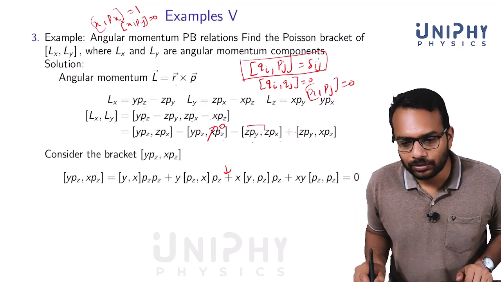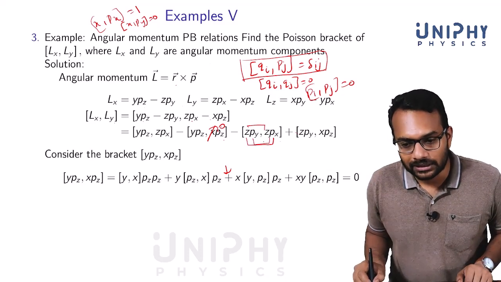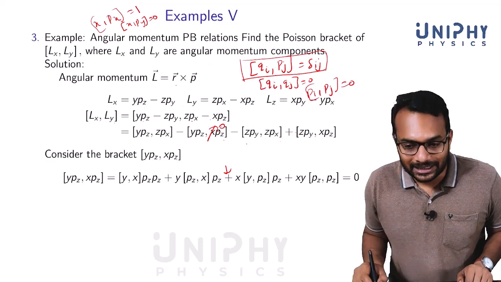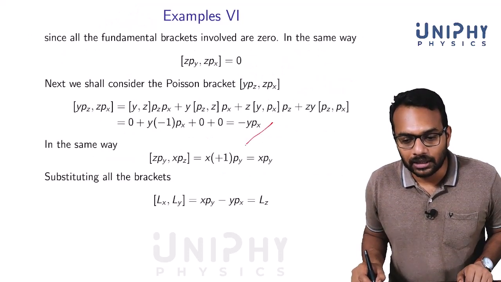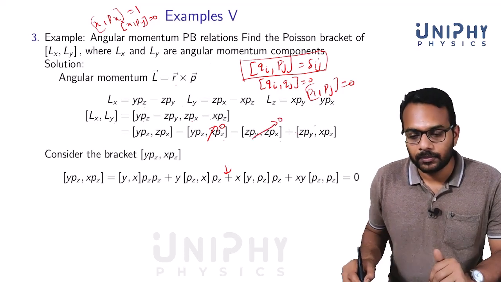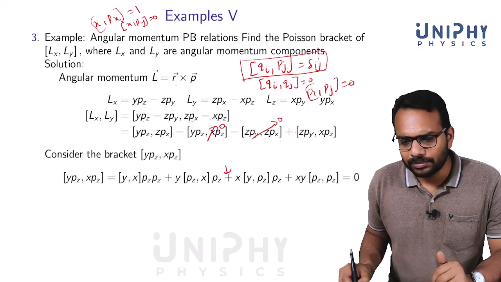Okay, what about this term? We have got z with z 0, z with px 0, py with z 0, py with px is also 0. Right? So we can actually expand this term, and all the terms appearing will be 0. Okay. What about zpy, comma xpz?